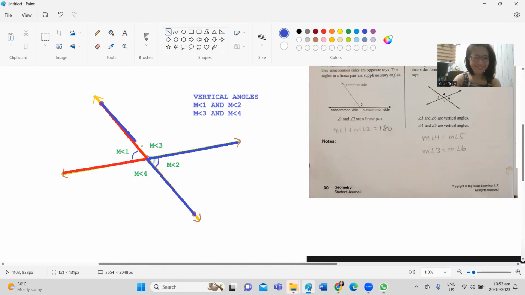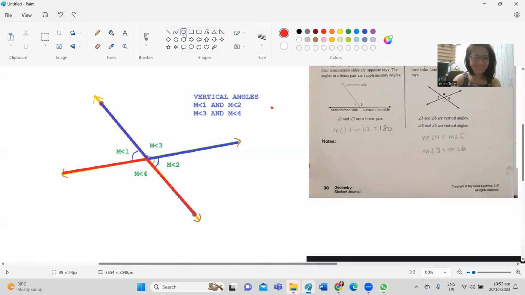This angle 4, angle 3, and then let's change the color. Yes, so they are also vertical angles. Get it? Okay, they have a common endpoint or the vertex. But they don't share a common side.